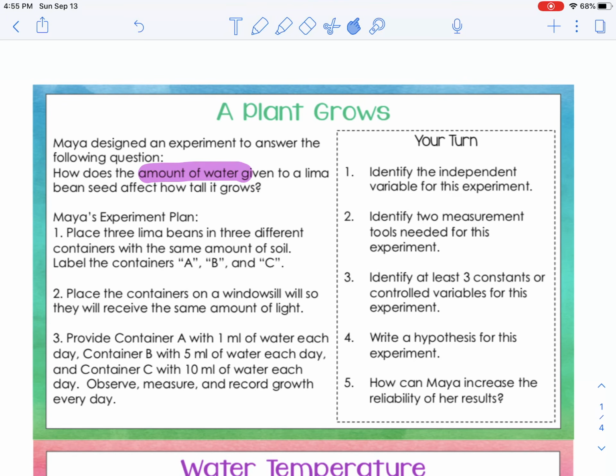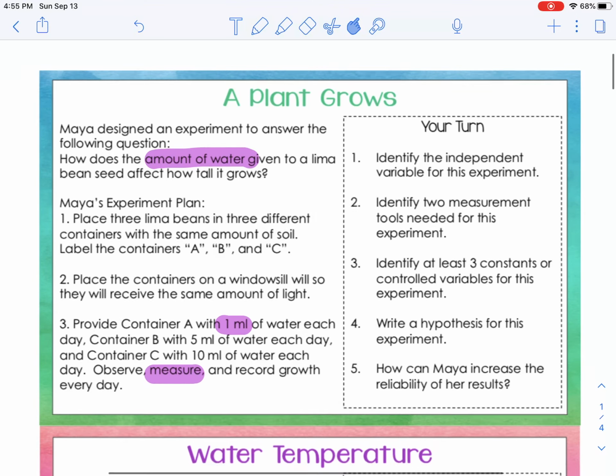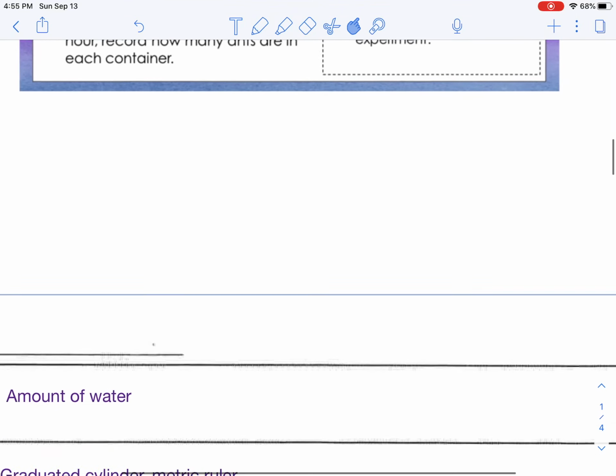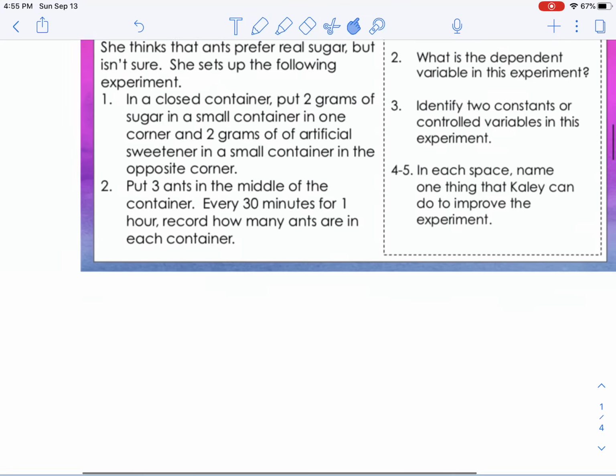Identify 2 measurement tools needed for this experiment. Okay, so I know that I am going to be adding water, and so I need to have some type of measuring tool to gather that water. So I'm going to use a graduated cylinder, and then I'm going to have to measure and record the growth, so I need to use a metric ruler. So graduated cylinder and a metric ruler.